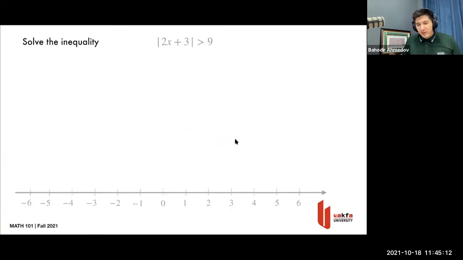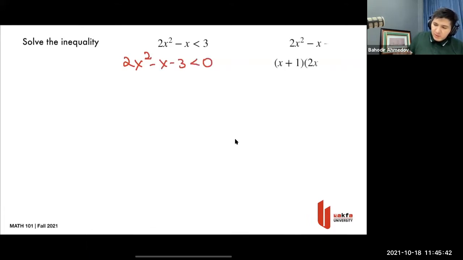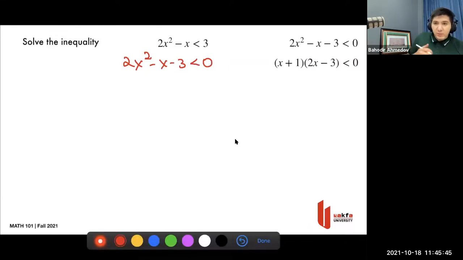Okay. So sometimes we need to deal with an inequality which involves quadratic functions. In this case, what we need to do is try to factorize this first of all, so that similarly we can identify its signs. It becomes 2x squared minus x minus 3 is less than 0. Here is the factorization. So we can factorize this in this way: x plus 1 times 2x minus 3 is less than 0.